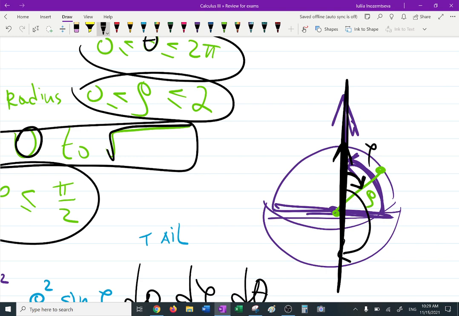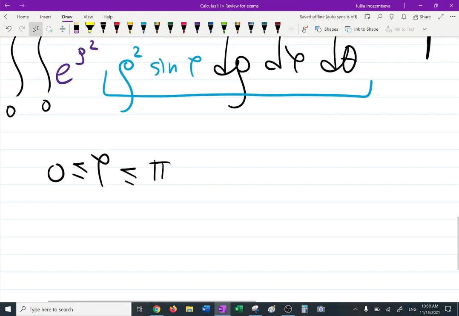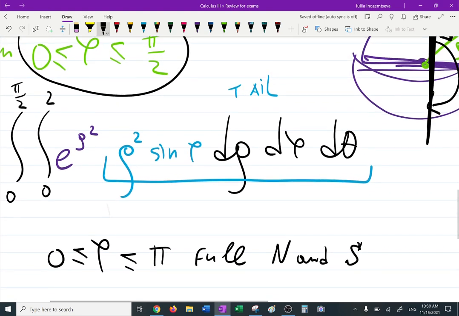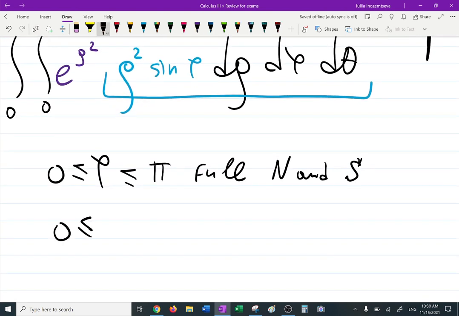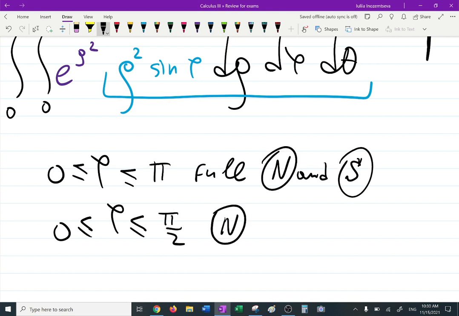If we hold the full rotation of up and down, north and south, then it will be from 0 to pi. So this is the full rotation, north and south pole, but we only go up. So we only go to north. Then it is from 0 to pi over 2, north only. Maybe that's a good way to explain it. Makes sense? It is a little bit weird. I can explain more on Tuesday if you want.